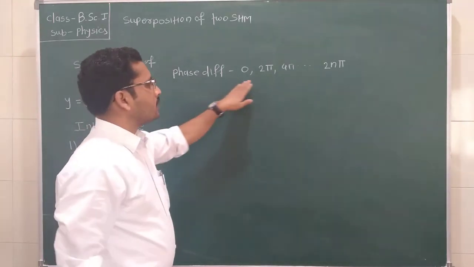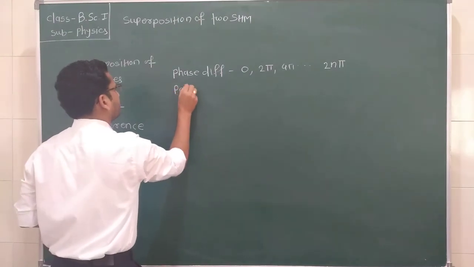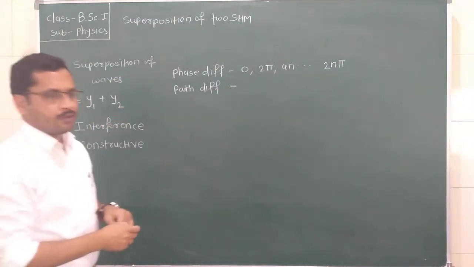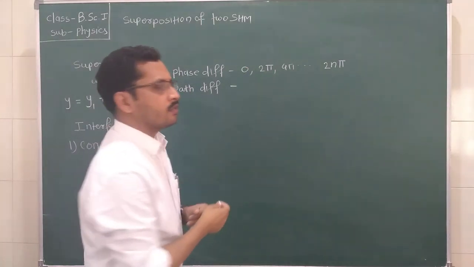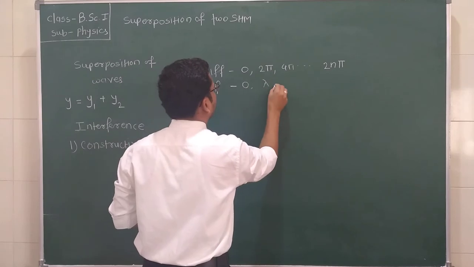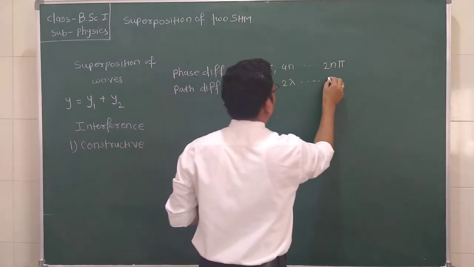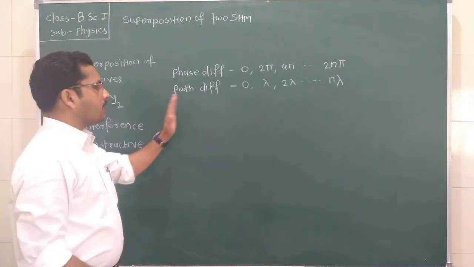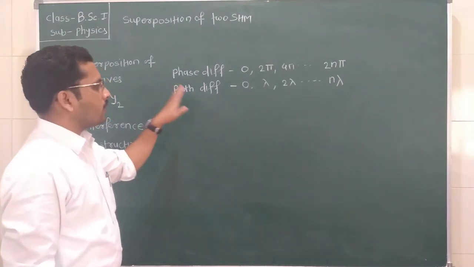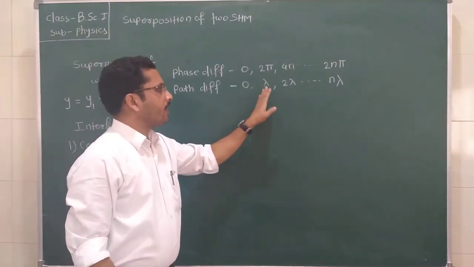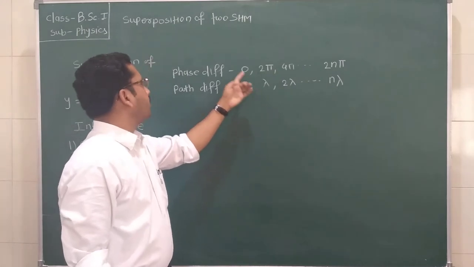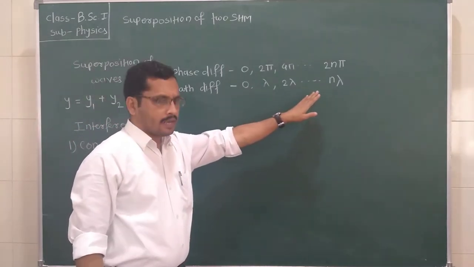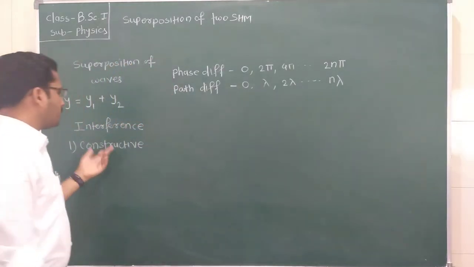If the phase difference is this, what is the path difference between two SHM forming constructive interference? It is 0, lambda, 2 lambda, up to n lambda, where n is any integer. Here lambda is the wavelength, which corresponds to a phase difference of 2 pi. So if the path difference is 0, lambda, 2 lambda, up to n lambda, there must be constructive interference.